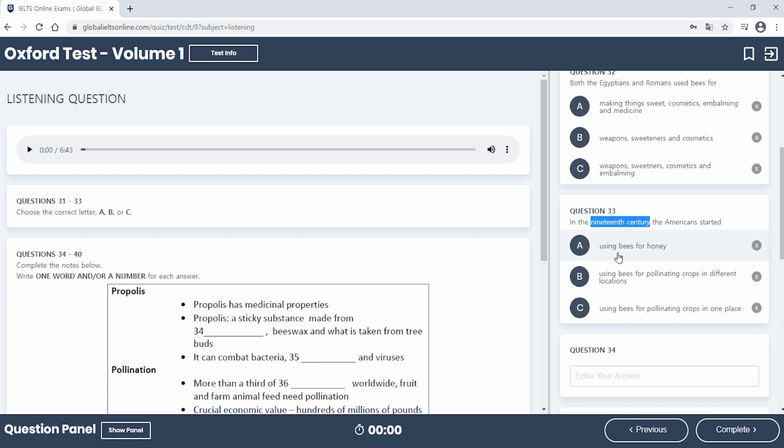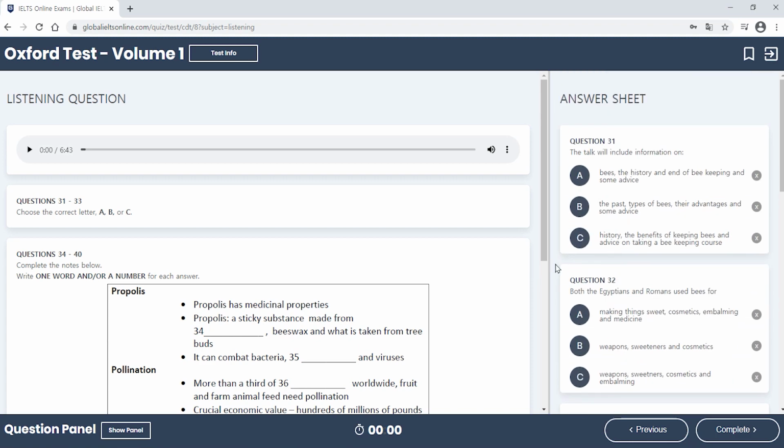And then Americans started using bees for honey, pollinating crops, or in different locations or in one place. My first thought, as a general test-taking thing, is that there are two very similar ones here: pollinating crops in different locations, or crops in one place. So my feeling is it's going to be one of those, because why would they make up two very similar answers? That's just my test-taking personality coming out. So let's take a listen and see what the answers are.